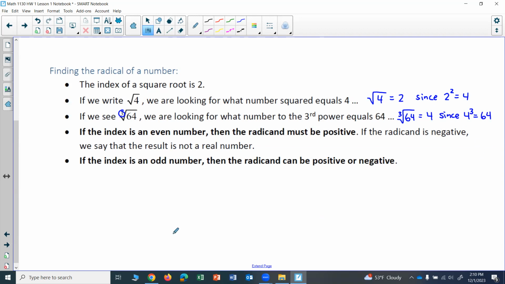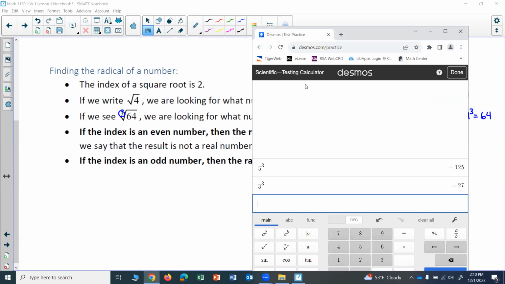Now, if you need to check, you can. I'm going to use desmos.com/practice. And I'll go ahead and do 4 to the third power, that's 64. So I can check my answer that way. If you need to do the nth root, you can use this nth root key, and then you can actually put in the index, and you can put in the radicand, the number underneath the root. So the cube root of 64. And that way you can use the calculator to evaluate the roots or to check your answer.